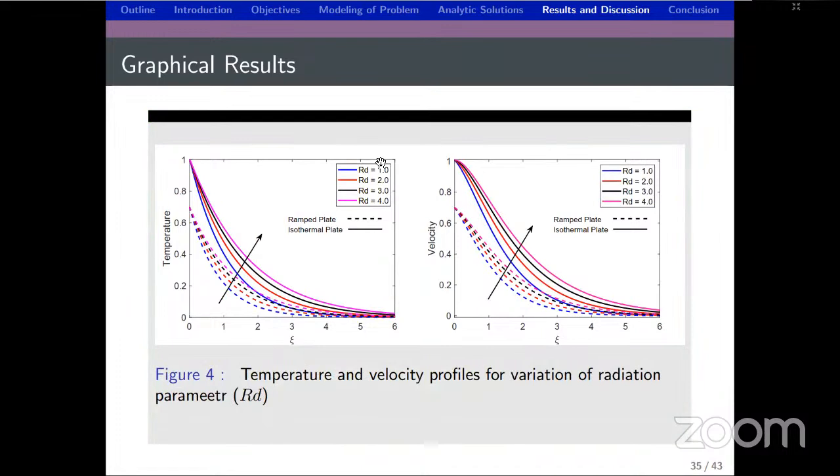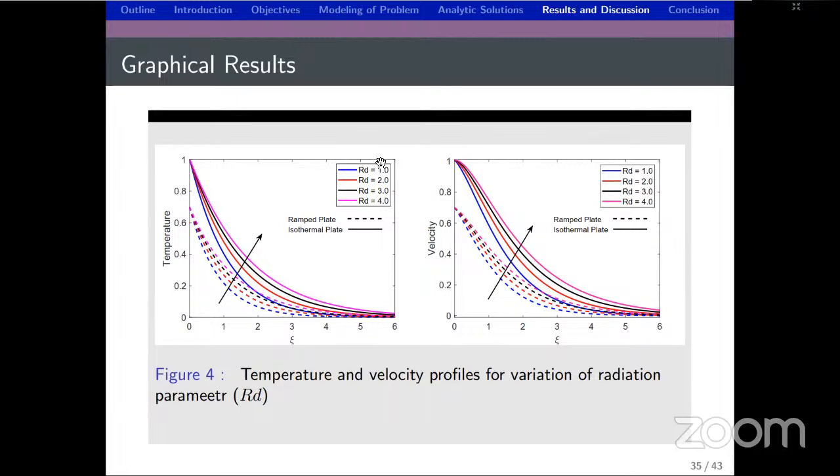So this is the temperature and velocity profile for variation of radiation parameter. By increasing the radiation parameter in our nanofluid, we can see there is enhancement in the temperature and velocity. Both profiles, we can see there is enhancement for ramped and isothermal plate.